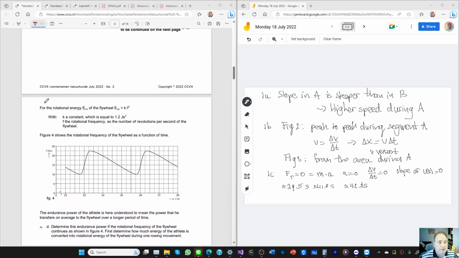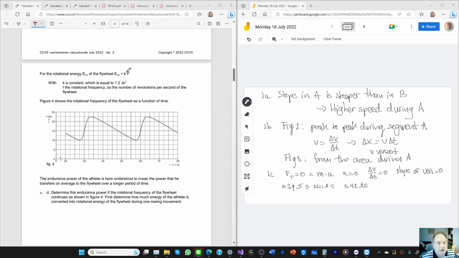Okay, so for the rotational energy of the flywheel, we have this equation. So it's proportional to the frequency squared. And here it shows the rotational frequency of the flywheel as a function of time. So we see the frequency goes up and down. So the energy stored will go up and down.